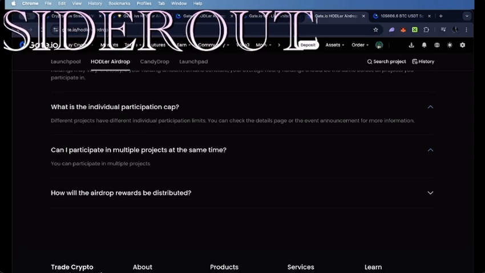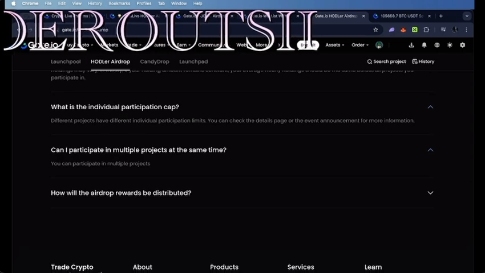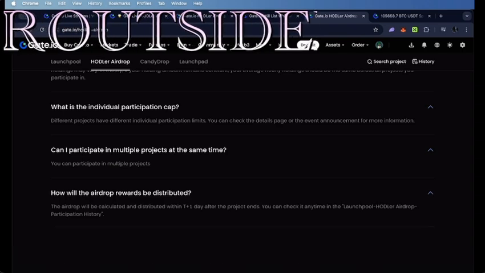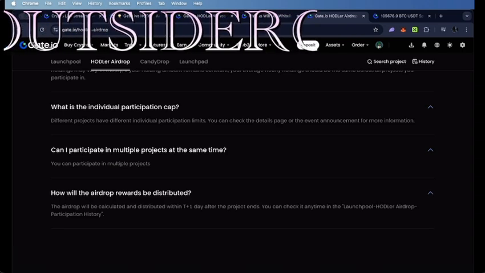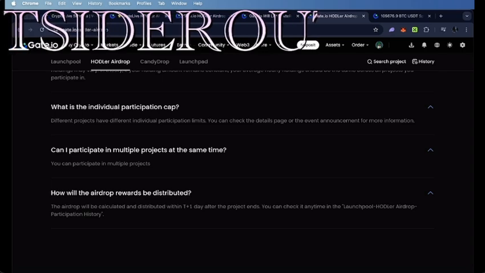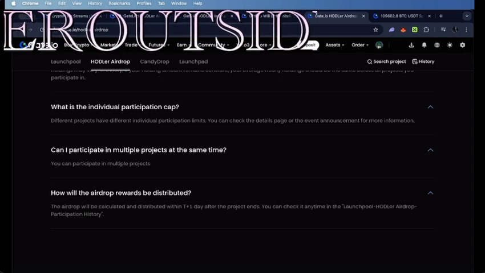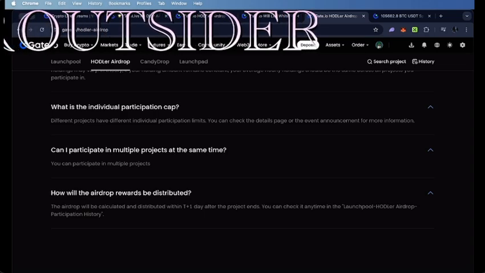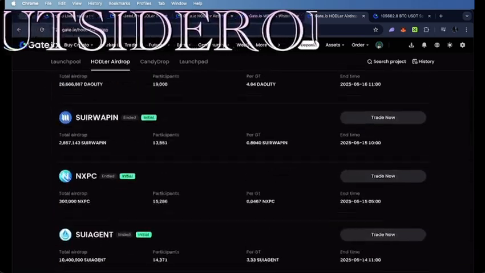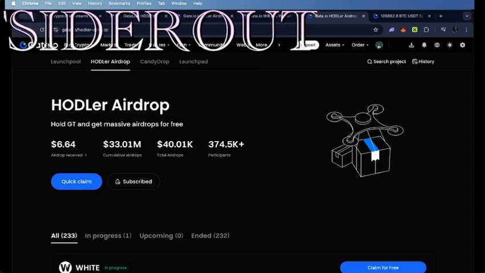Can I participate in multiple projects at the same time? You can participate in multiple projects. How will the airdrop rewards be distributed? The airdrop will be calculated and distributed within T+1 day after the project ends. You can check it anytime in the Launchpool HODLer airdrop participation history. So that's all about the HODLer airdrop.